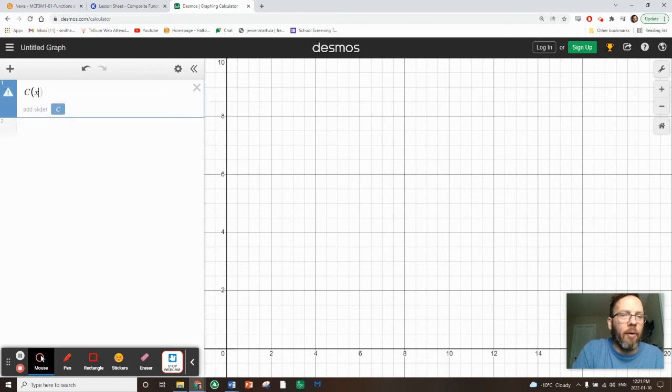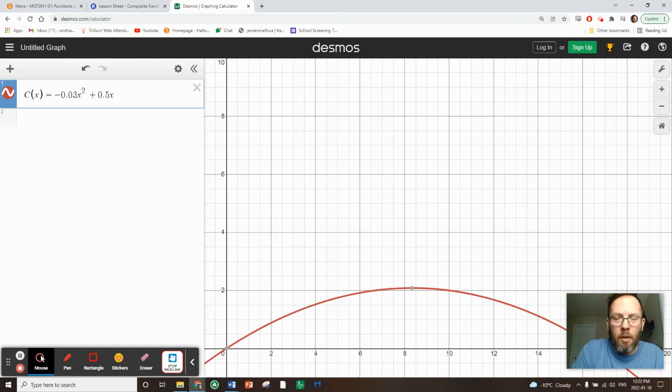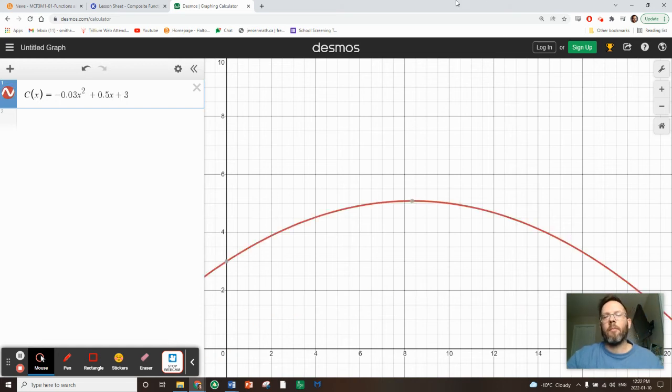So I am going to have to replace t with x. So C of x equals negative 0.03x squared. Of course, we know what to expect here. It's going to be a parabola. It opens downwards. Plus 0.5x plus 3. So what we can see is, in the year 1990, the initial value, this is the number of CDs sold. So we sold about 3,000 CDs.